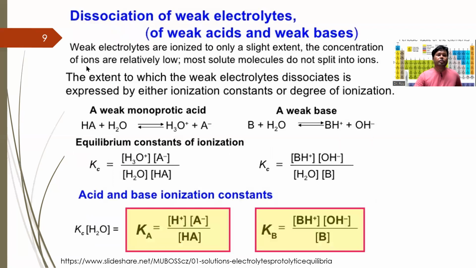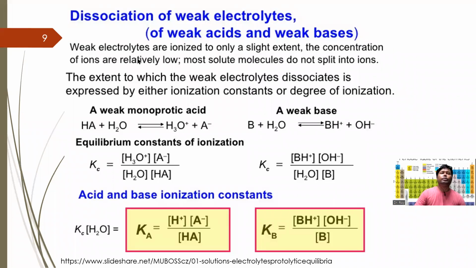Okay, so now the dissociation of weak acids and weak bases, weak electrolytes. Already we have mentioned weak acid, weak base, or weak electrolyte. Weak electrolytes are ionized to only a slight extent. That means weak electrolytes cannot be completely ionized, just as a strong electrolyte is ionized completely. So a weak monoprotic acid, if we consider now, this is one new term, monoprotic acid. What does it mean? Monoprotic acid.